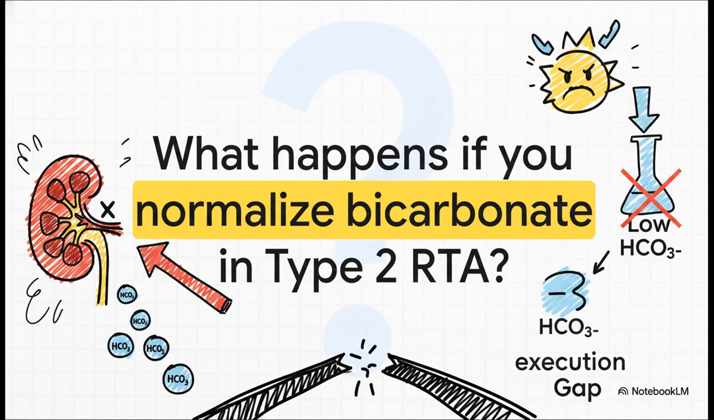What happens if you just try to fix type 2 RTA by giving standard low-dose oral bicarbonate? You'd logically think, hey, the patient is acidotic and low on bicarb, I'll just give them some bicarb, right? Well, no. The damaged proximal tubule is going to immediately reject it. This right here is a classic execution gap in acute management.